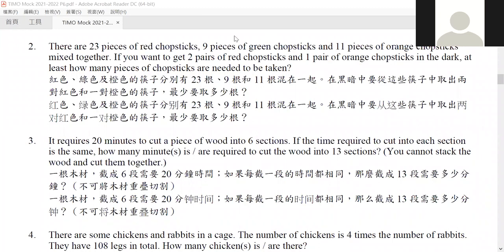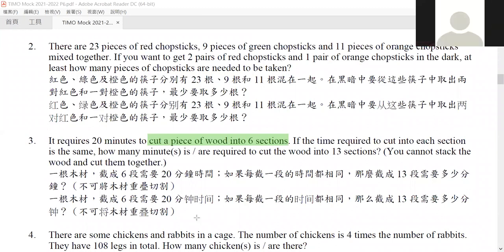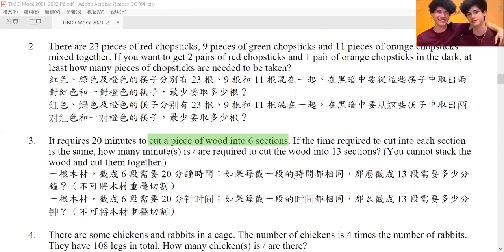Now, this is a tricky question. This is not as hard as question number 2, but it is tricky. Think about it. If you want to cut a piece of wood into 6 sections, how many times do you need to cut that wood?